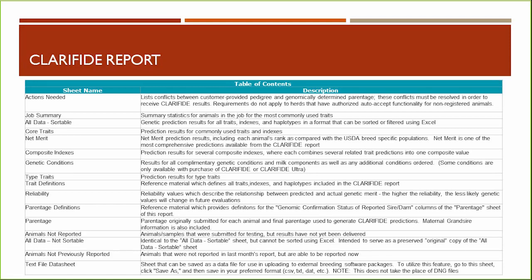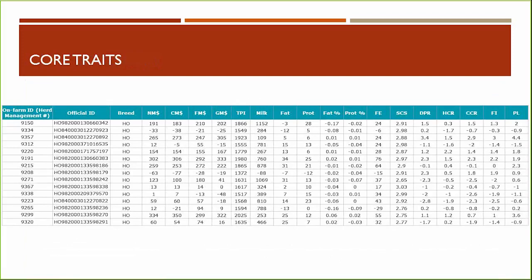So for instance, the sheet that says core traits, what you're going to get is your animal IDs, the breed IDs, and then you're going to see some of these major indexes here. The net merits. The CDCB will also generate some very specific indexes such as cheese merit, fluid merit, and grazing merit. These are Holsteins that we're evaluating here. So we have TPI, we have some individual scores, and so this is the major core traits page.